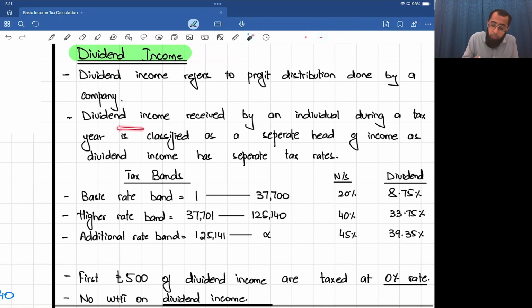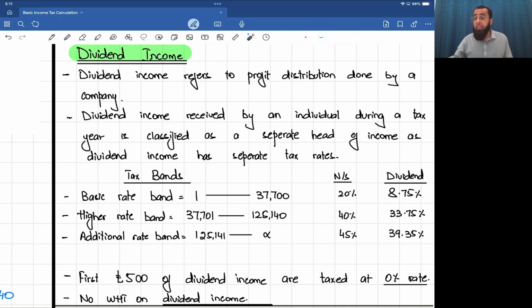So dividend income received by an individual during the tax year is classified as a separate head of income, as dividend income has its own separate tax rates. The tax rates and the bands will be available in the examination, so there is nothing to worry about. You just need to understand how you have to apply it. Otherwise, the rates will be available in the examination.